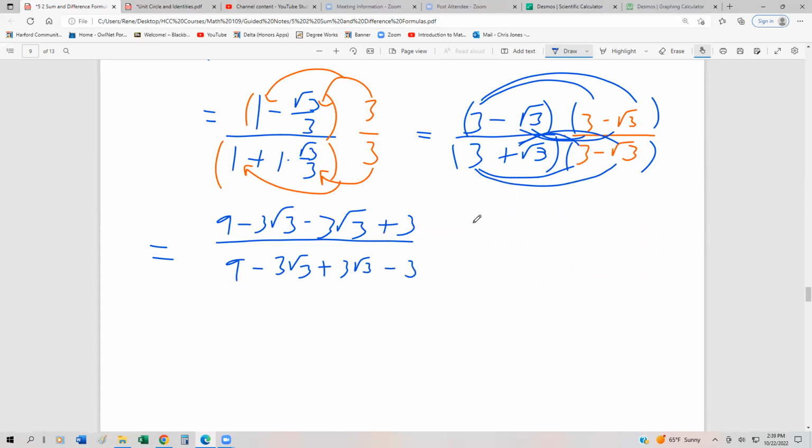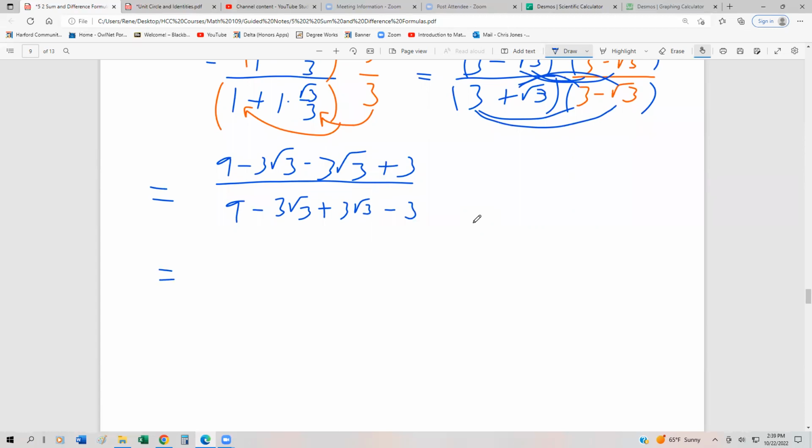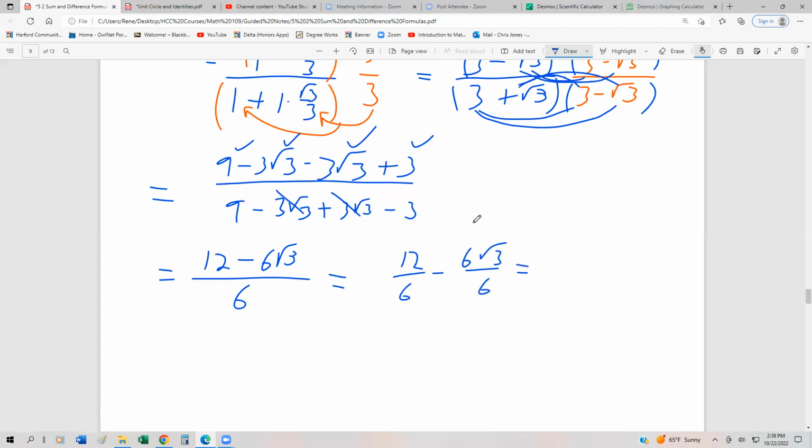Now, certainly we can simplify this a little bit. In the numerator, we have 9 plus 3 is 12. Negative 3 roots of 3 and negative 3 roots of 3 becomes negative 6 roots of 3. In the denominator, these are opposites and they cancel. And then 9 minus 3 is 6. And then notice that everything is divisible by 6. So finally we can write this as 12 over 6 minus 6 roots of 3 over 6. And our final exact answer should be 2 minus the square root of 3. So that is the precise value, hopefully, of the tangent of 15 degrees.